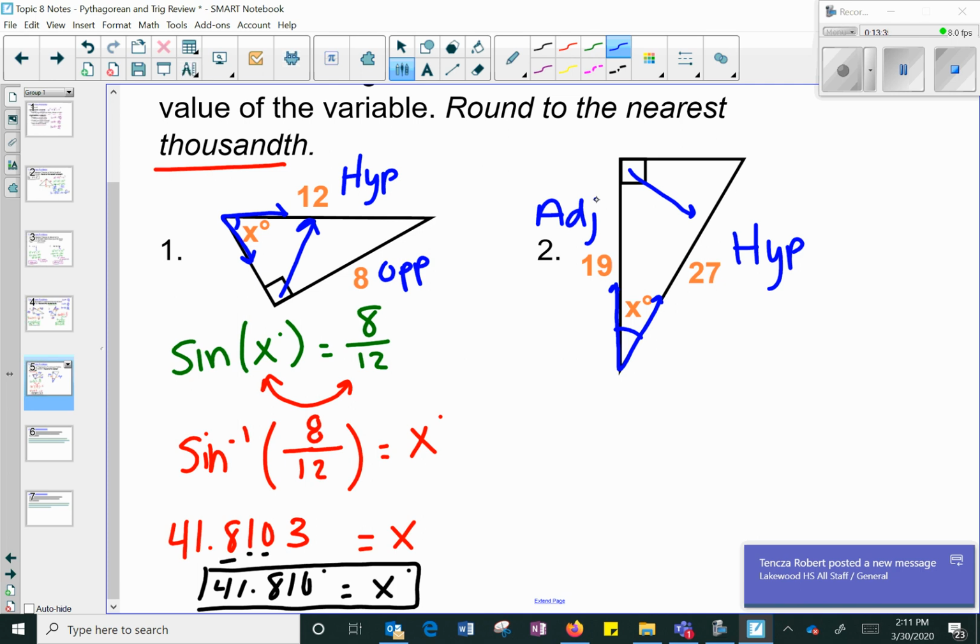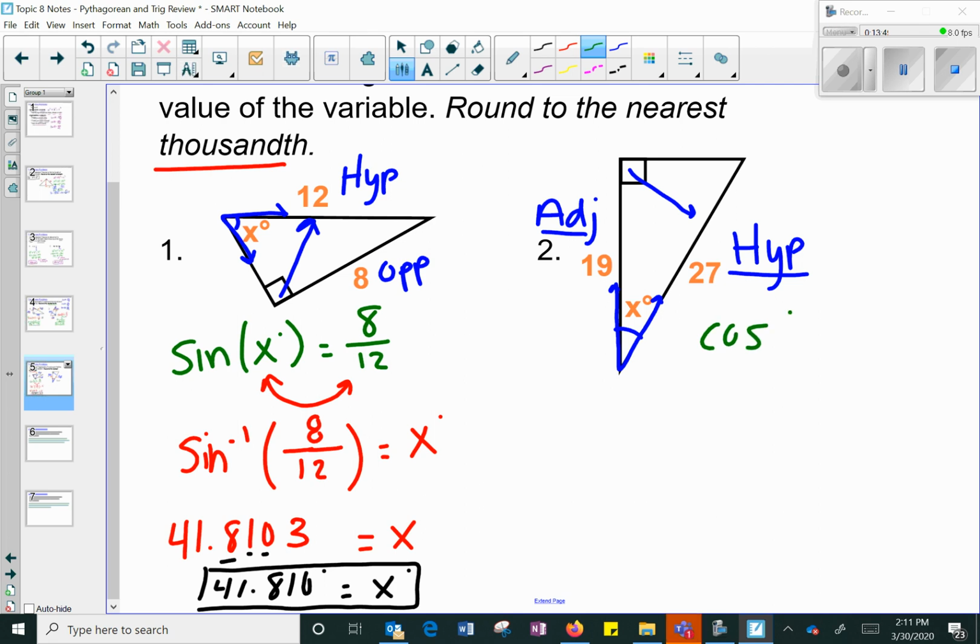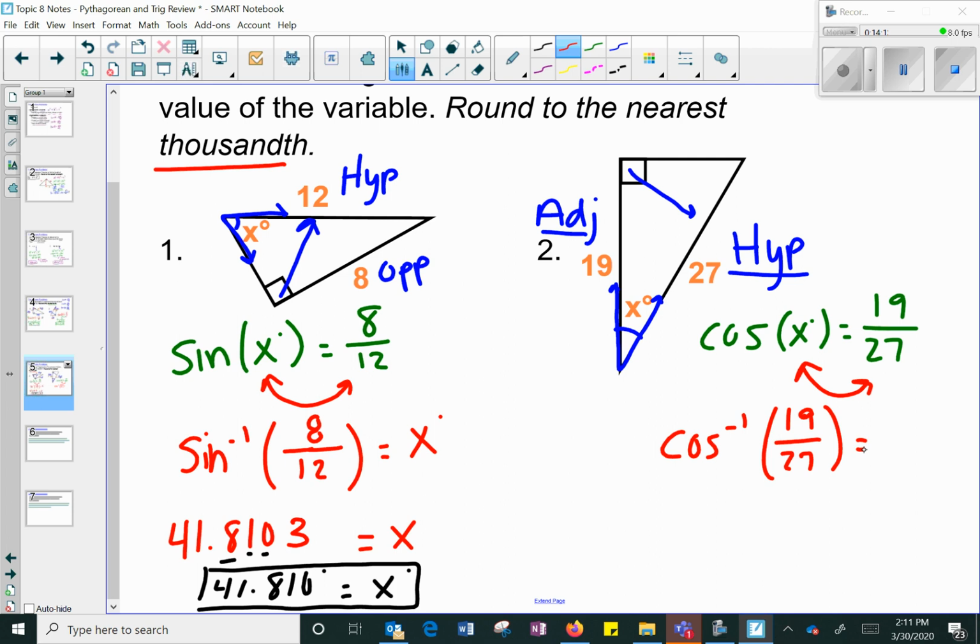So if we look here, we're going to use a function that uses adjacent and hypotenuse. So the function that uses adjacent and hypotenuse is cosine. So we'll have cosine of x equals adjacent, which is 19, over the hypotenuse, which is 27. Same thing happens. We do our switcheroony. We need to pull x out of the cosine function. So when we pull something out of the function, we're going to end up using that inverse function. And we'll have 19 over 27 in our parentheses, and we'll set it equal to x.